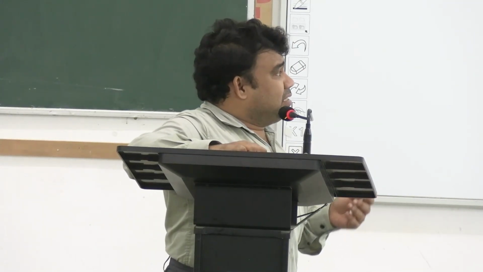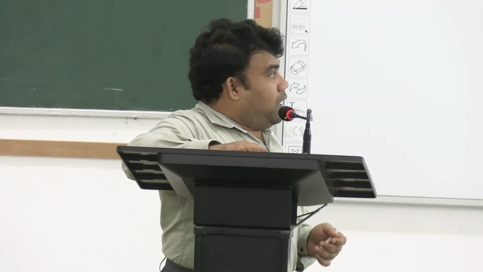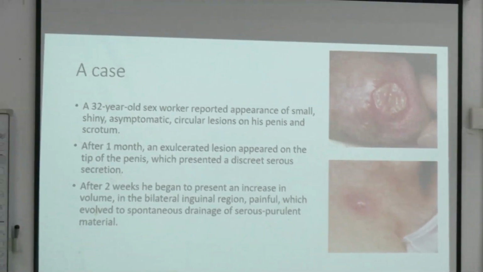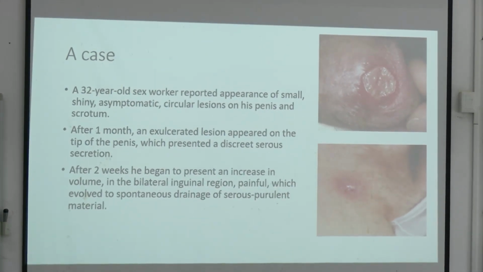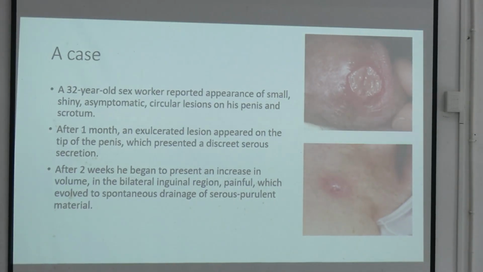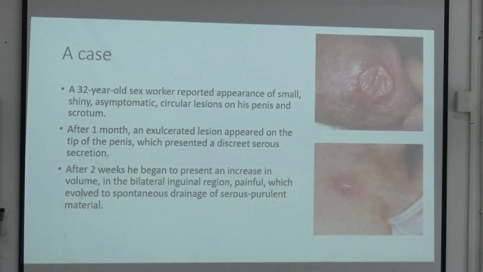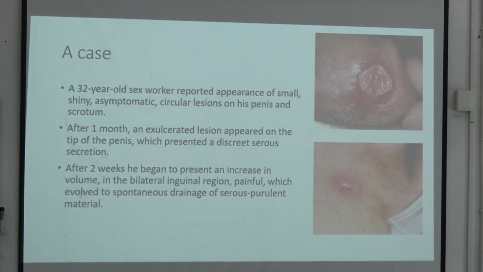A 32-year-old sex worker reported appearance of a small, shiny, asymptomatic circular lesion on his penis and on the scrotum. After 1 month, the lesion ulcerated and now presented with serous secretion. After 2 weeks, in the lower picture you can see the inguinal region where there is an ulcer. That's an open ulcer with serous to purulent drainage from the inguinal lymph node. So what would be the diagnosis?